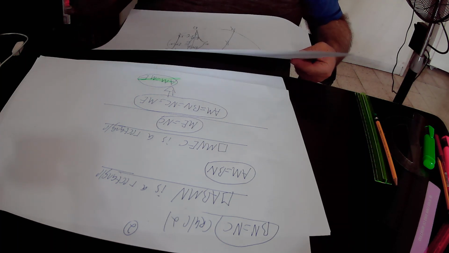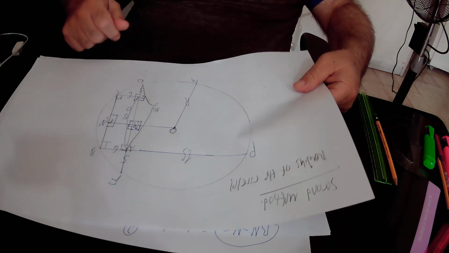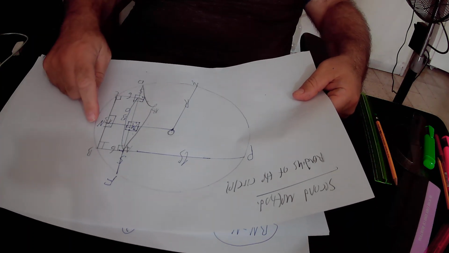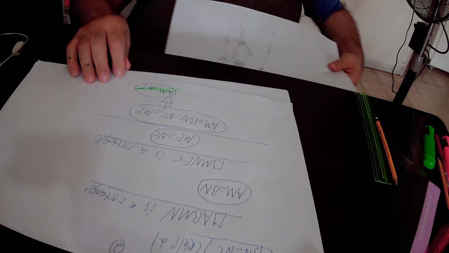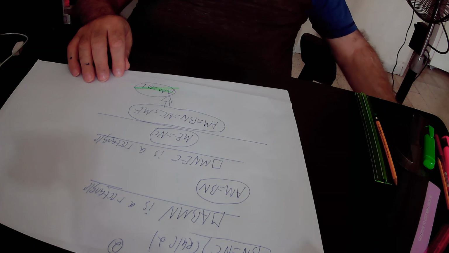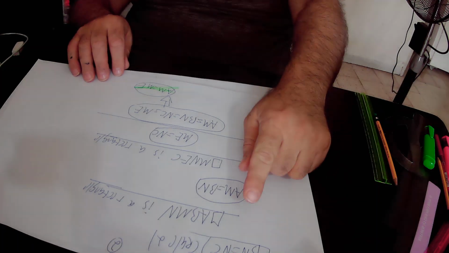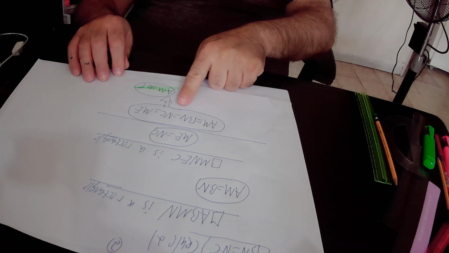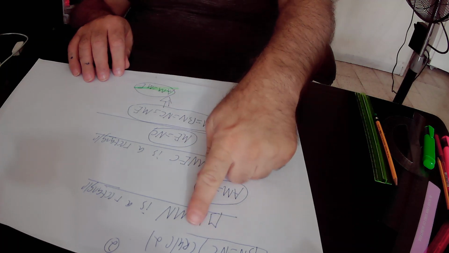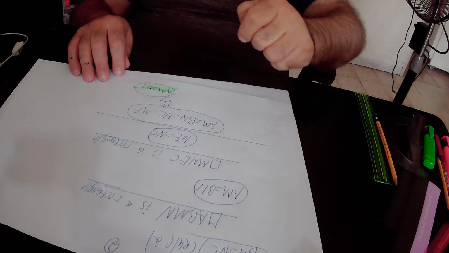And we know that the opposite sides of a rectangle are equal to each other. That is to say, ME equals NC. So we can summarize what we have already found out. We have already found out that according to rule number 1, BN equals NC, and this is rule number 2.